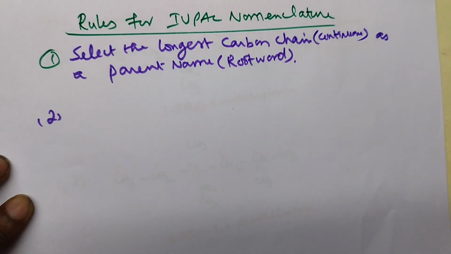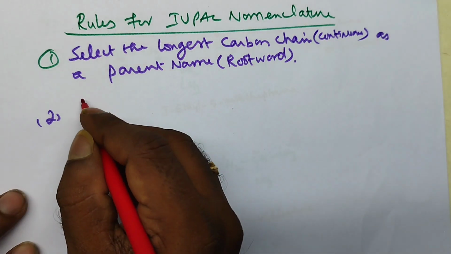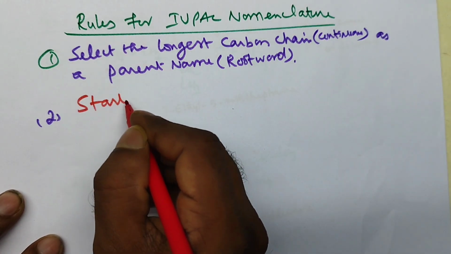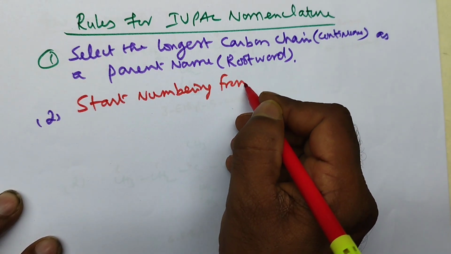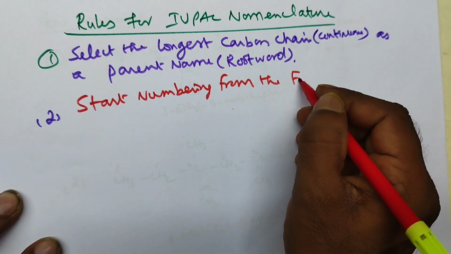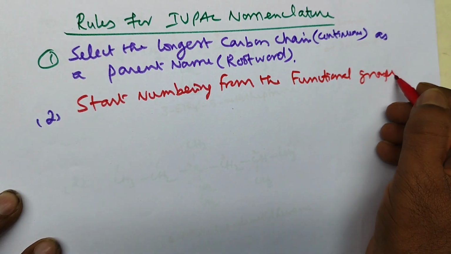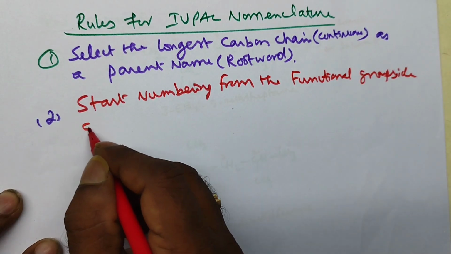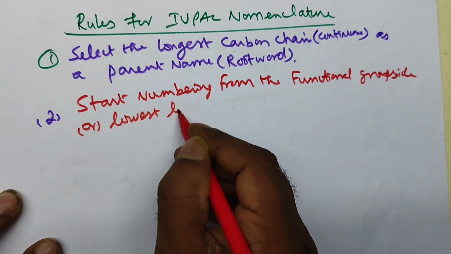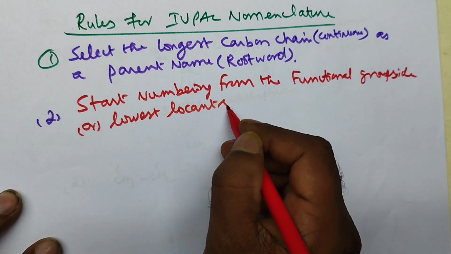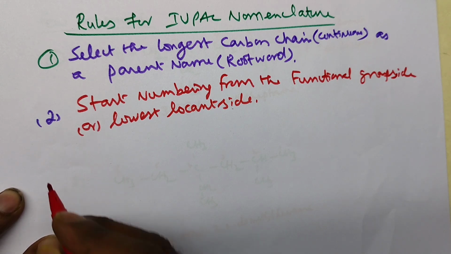Second one: which side do we give numbering? You have to start numbering from the functional group side, or the lowest locant side. In that manner only, we give numbers to organic compounds.